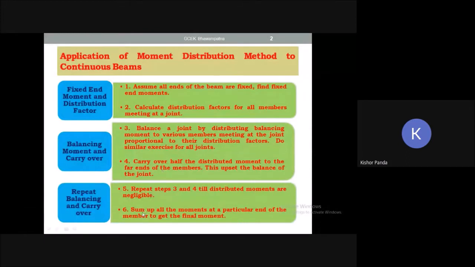Then at the end, you have to take the sum of all the moments at a particular end of the members to get the final moment. So these are the steps you have to remember: the fixed end moments and distribution factors, then balancing moment and carryover moment, then repeat the balancing and carryover.